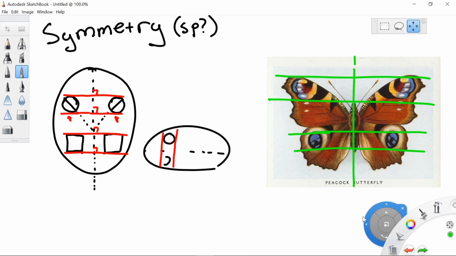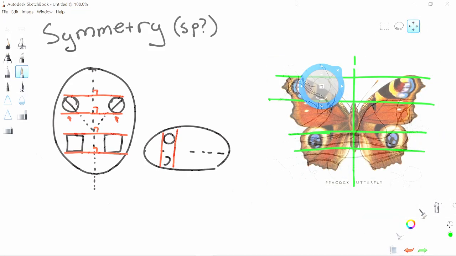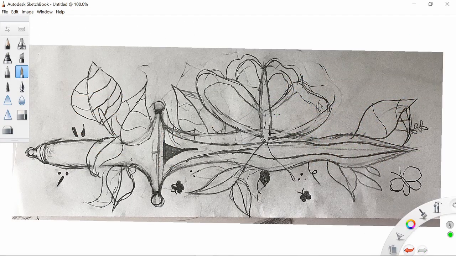So let's pull up some student work. So what we've got here is an awesome drawing, and I think it's better than the student, my student, might actually think.